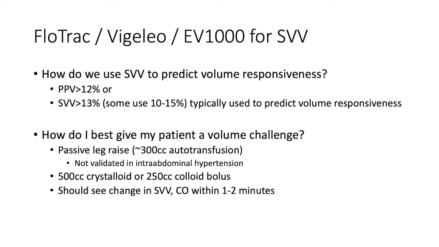I would not do this in patients you're concerned about a neurologic injury, obviously, because you have to put them head down and raise their legs. And then it's not validated in patients who have intra-abdominal hypertension. And then varying papers will use either a 500 cc crystalloid or 250 cc colloid bolus. And like I said, you should see that change in cardiac output really promptly. It's not you do this and an hour later their CO goes up and you say, oh, they're volume responsive. It really is something that should be fairly immediate, because you should be changing their preload fairly immediately.